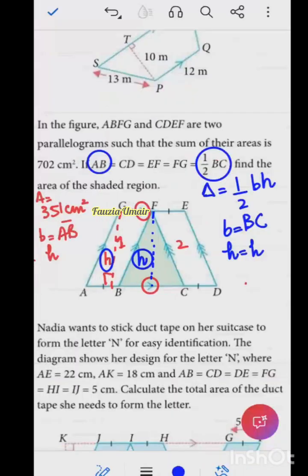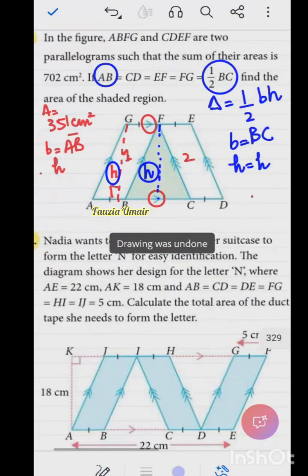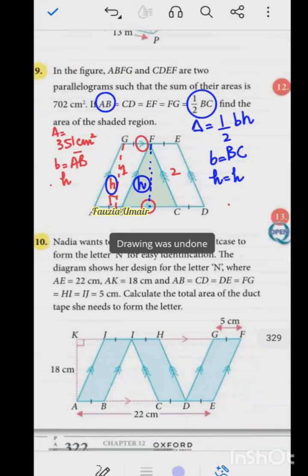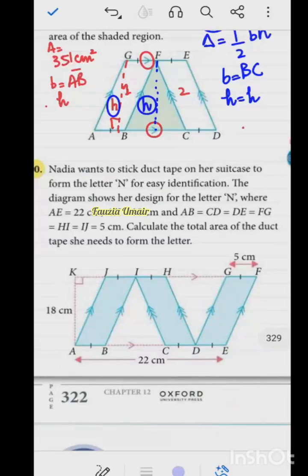Question number 10 also seems like a difficult question, but if you can understand it, probably the answer is not that difficult. So this is question number 10 in front of you. The question says that Nadia wants to stick duct tape on her suitcase to form the letter N for easy identification. The diagram shows her design for the letter N. This is how she wants to write N on the suitcase with the tape, so that she can recognize her suitcase easily. So this is the formation of letter N.